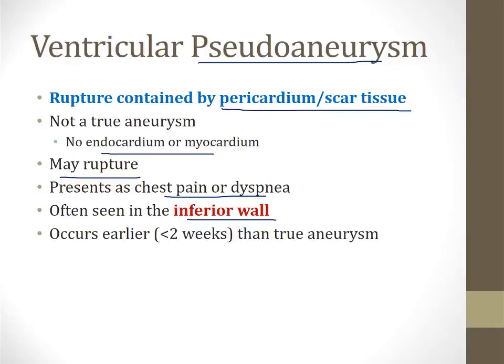And the two major contrasts between a true aneurysm and a pseudoaneurysm are the location and the timing. So true aneurysms usually happen in the anterior wall, like I showed you on the last slide. Pseudoaneurysms are much more common in the inferior wall. Also, true aneurysms take several weeks to occur. In contrast, a pseudoaneurysm occurs in less than 2 weeks. Remember, it's just another version of a free wall rupture, so it occurs early, just like free wall ruptures. So a pseudoaneurysm is going to be an inferior wall complication in the first week or two. A true aneurysm is going to be an anterior wall complication several weeks after an infarction.